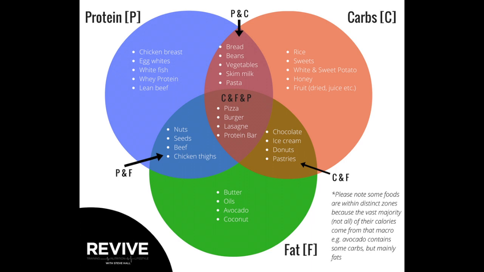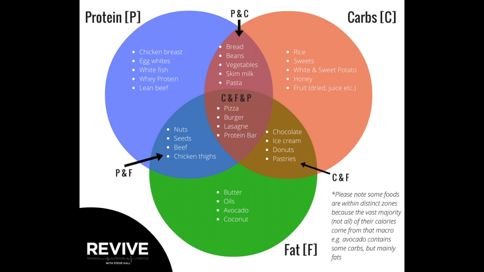However, it's important to note that not every food is one specific macro. So butter is pretty much only fat. That's what most of the calories come from. However, you take things like nuts, those have fats and protein. So you'll see those in between the protein and the fat circle because they overlap.